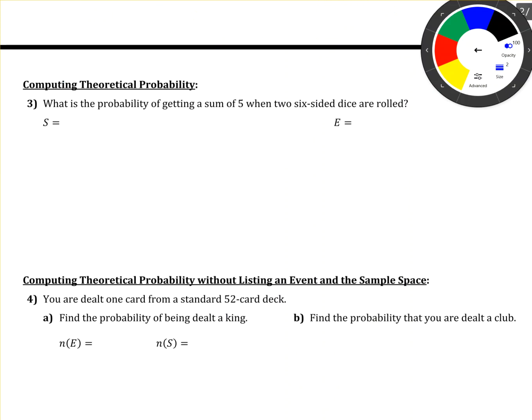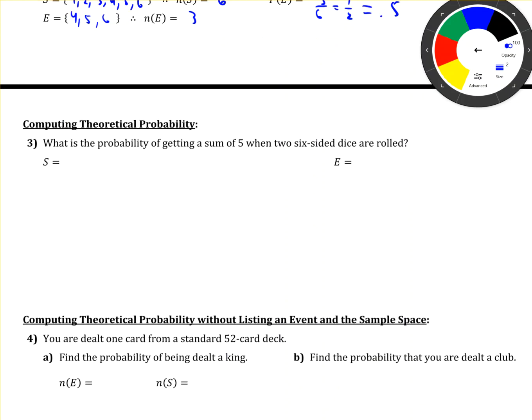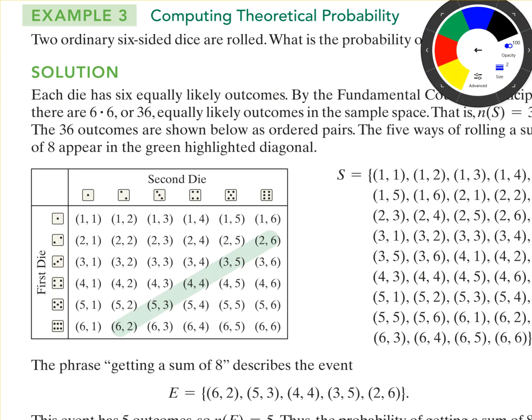So what is the probability of getting a sum of 5 when two 6-sided dice are rolled? So here's a nice diagram of all the possible outcomes we could have. The first die could get a 1 through a 6. The second die could get a 1 through 6. That means there are 36 possibilities. 6 times 6 equals 36 possibilities for how the dice could end up. And now we're looking for ones that have a sum of 5. So if we look at the ones that have a sum of 5, they're everything in this diagonal row.